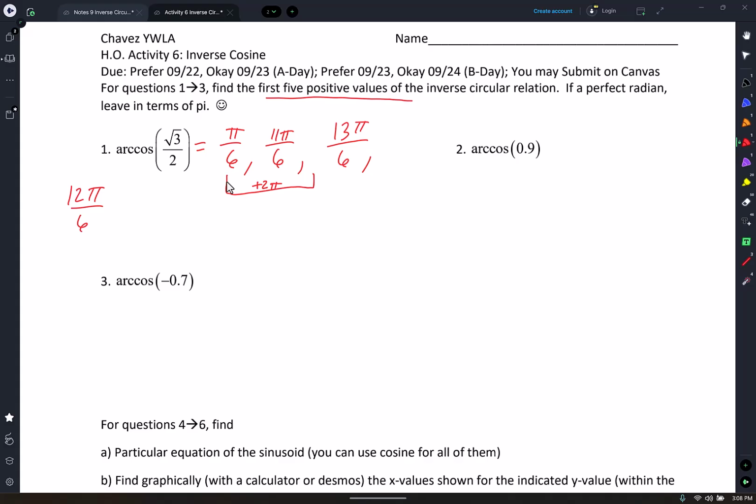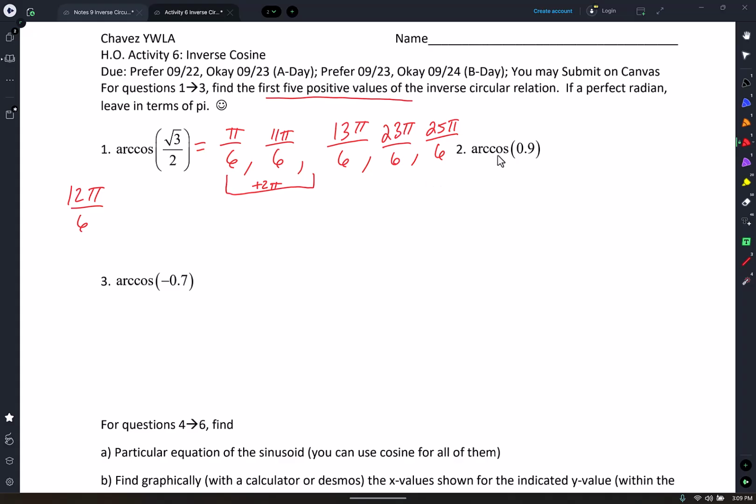Add 2 pi again to 11 pi over 6. What's 12 plus 11? What is it? 23 pi, yeah. 23 pi over 6. I need one more because it's the first 5. Add 12 pi over 6 or 2 pi to the 13 pi over 6. What's 12 plus 13? There it is. You got them. Cool or not cool? Okay.